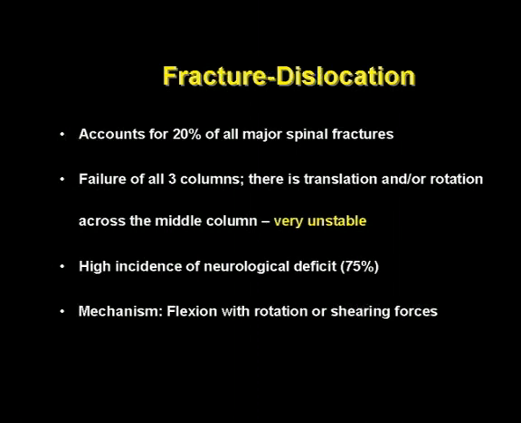pancreas. Fracture dislocation is the most serious injury in the thoracolumbar junction, accounting for about 20%, and all three columns are involved, typically with rotation or also shearing forces. The neurological deficit rate in these people is fairly high, and most of these people get CT and MR, and this is a typical fracture dislocation.